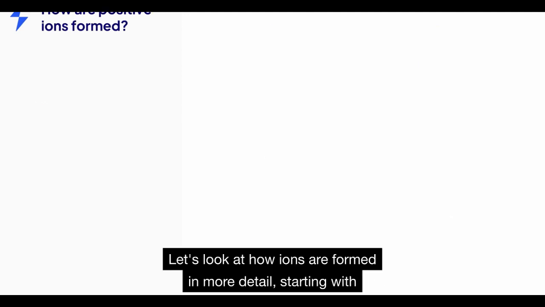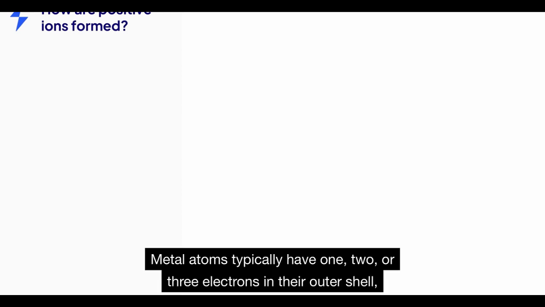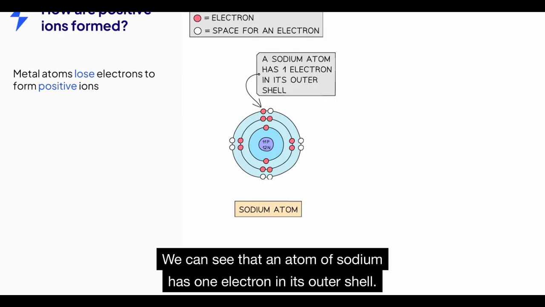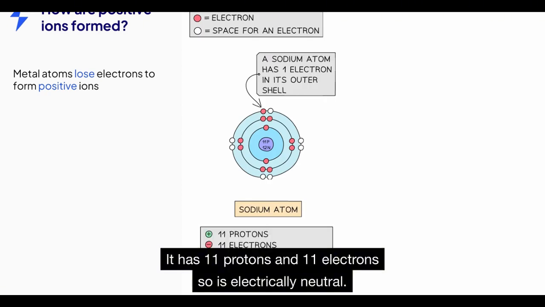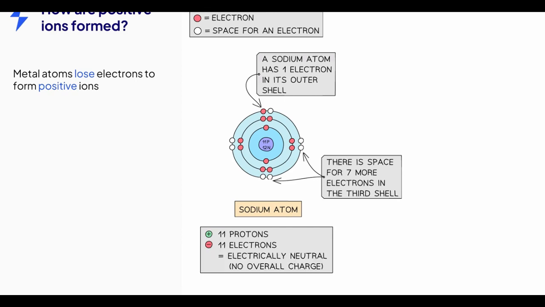Let's look at how ions are formed in more detail, starting with the formation of positive ions. Metal atoms typically have 1, 2, or 3 electrons in their outer shell, which they lose to form positive ions. Let's take sodium as an example. We can see that an atom of sodium has 1 electron in its outer shell. It has 11 protons and 11 electrons, so is electrically neutral. Its outer shell is incomplete, as it has space for another 7 electrons.